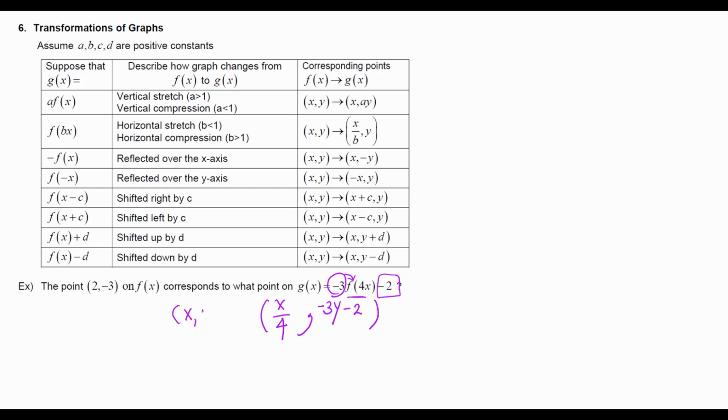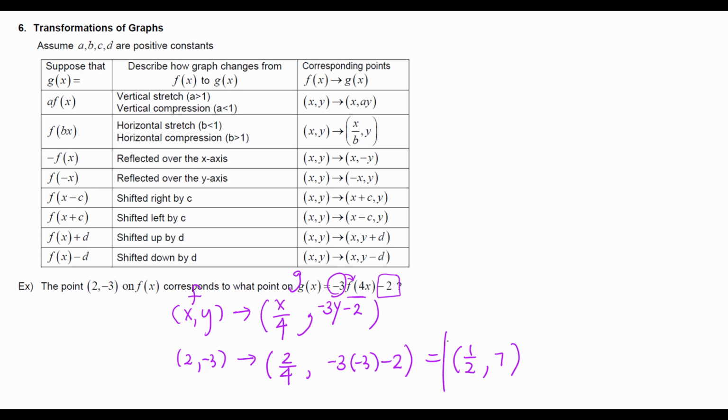So all x and y that was on f will go to x over 4 comma negative 3y minus 2 on g. So since 2 comma negative 3 is on f, it will go to 2 over 4 comma negative 3 times negative 3 minus 2, which is 1/2 comma negative 3 times negative 3 is positive 9. Positive 9 minus 2 is 7. So the resulting point would be 1/2 comma 7.